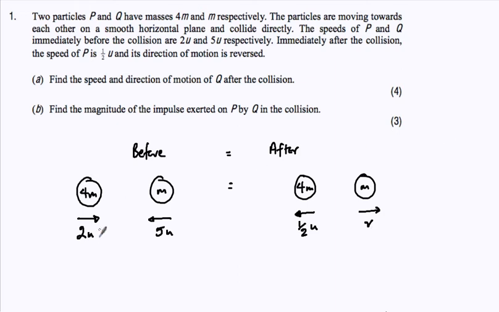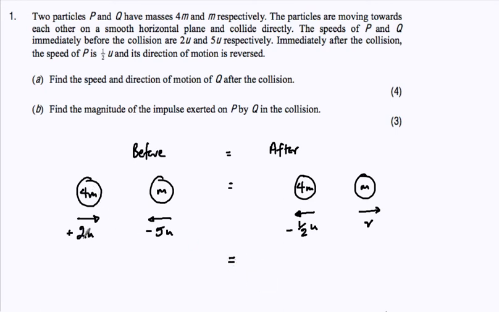Be a little careful with the directions. If we call this one positive, then clearly that one is negative. This one is negative in direction, and let's assume that one's positive. If it turns out not to be, then we'll get a negative answer. There'll be no problem there. Let's have a look at our momentums then.